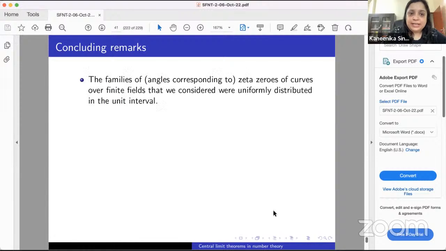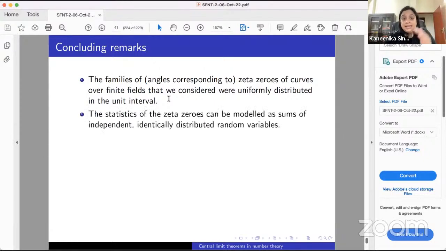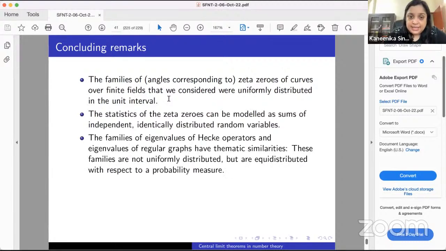Okay, so some concluding remarks. We looked at three different families today: the families of angles corresponding to zeta zeros of curves, families of Hecke eigenvalues, and families of eigenvalues of regular graphs. Now, in the case of zeta zeros of curves, the families that we considered were uniformly distributed in the unit interval. So the counting function, we were able to actually write as sums of seemingly independent but identically distributed random variables.